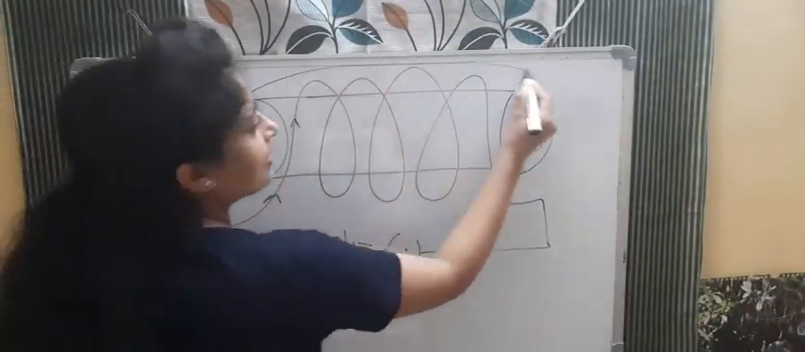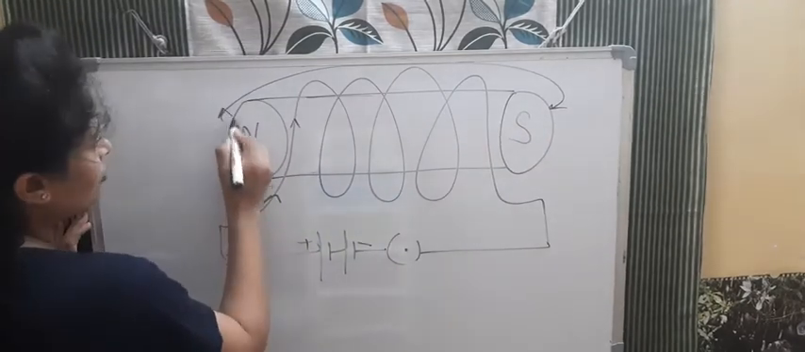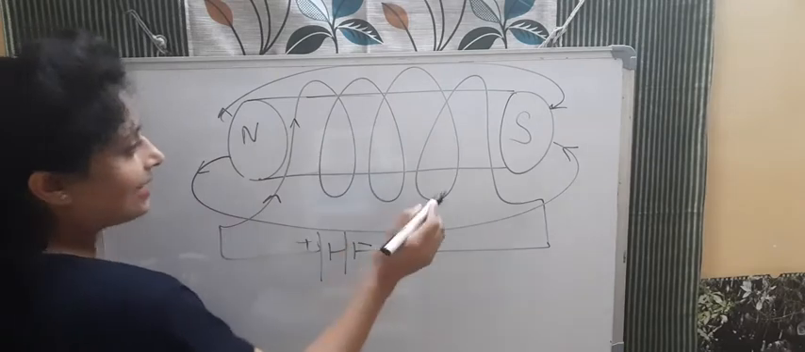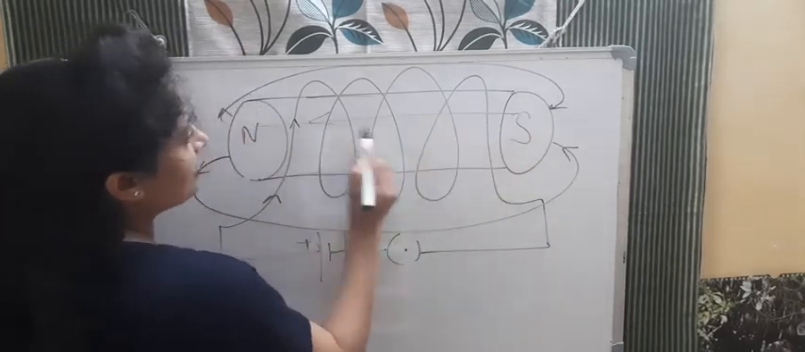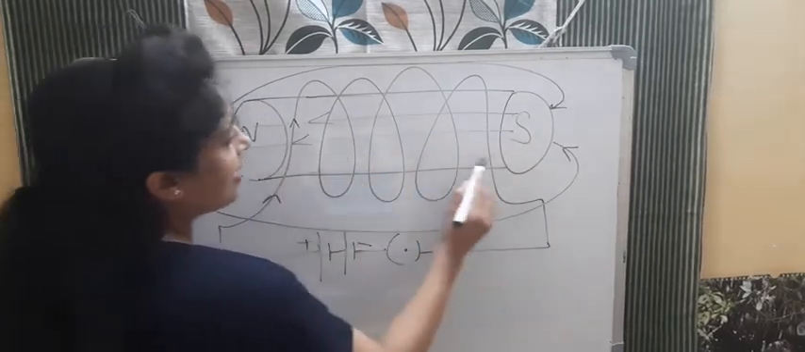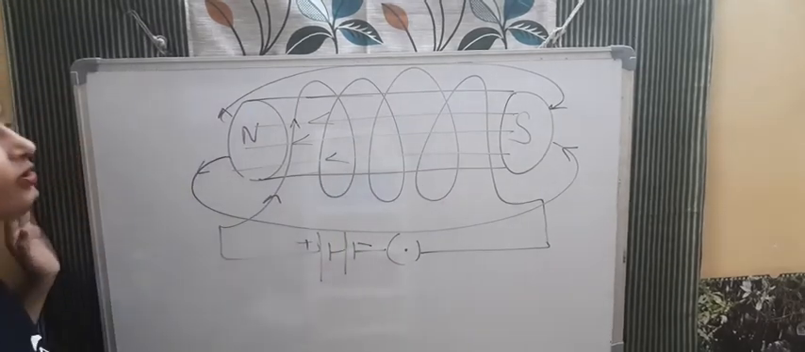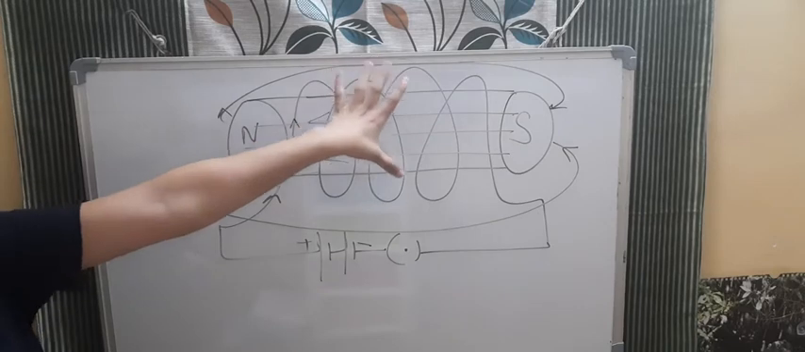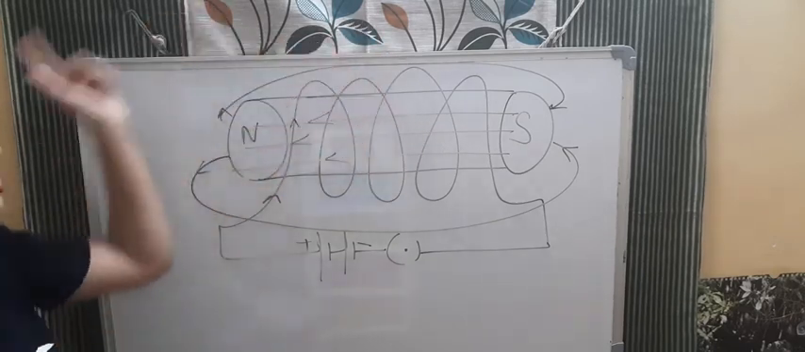So north to south magnetic field lines we all know. So magnetic field lines will go like this, north to south. Inside this, it will be uniform magnetic field lines. They will be parallel and equidistant like this. Okay, normal magnetic field line inside the solenoid. Outside the solenoid, they will be concentric and circular and north to south.